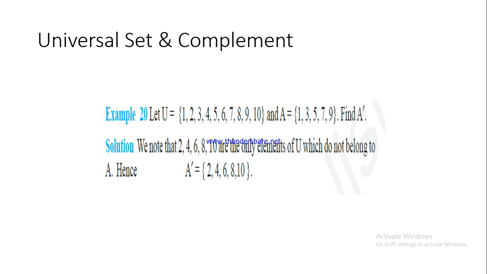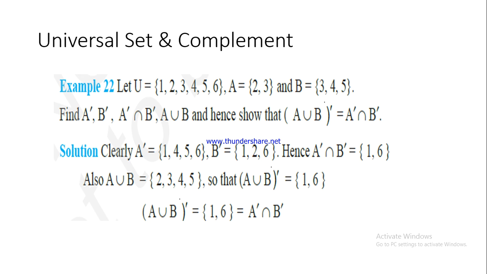The complement of A will be all those elements which are there in U but they are not part of A, which means 2, 4, 6, 8 and 10. So the answer to this question will be that A complement is 2, 4, 6, 8 and 10. Let us discuss a few more examples.